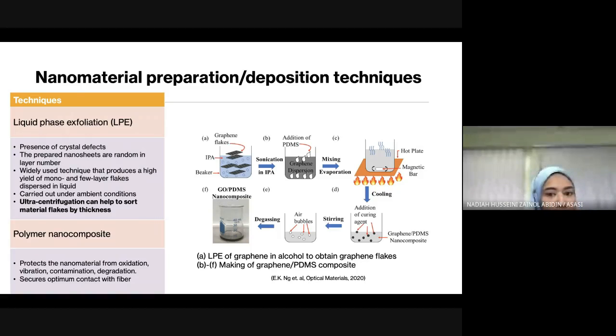Okay, so adding the nanomaterial to make a nanocomposite is great because it protects the nanomaterial from degradation. This is especially important if you want to extend the shelf life of your SA, right? And then it also secures optimum contact with the fiber. When you deposit a cured nanocomposite, basically it won't go anywhere unless you try to peel it off. So it's very secure. It protects your nanomaterial from degradation, so it's excellent.